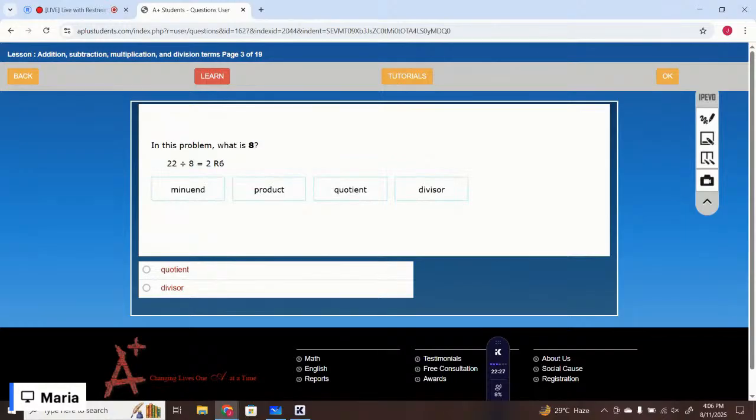In this problem, what is 8? 8 is the divisor, 22 is the dividend, 2 is the quotient, and 6 is the remainder. Eight is the divisor. Option number 2 is the correct option.